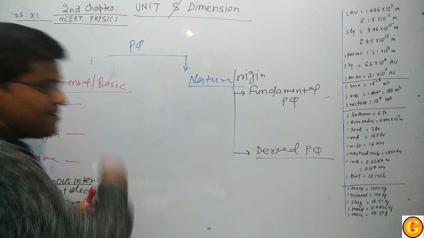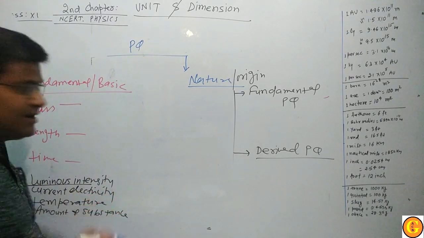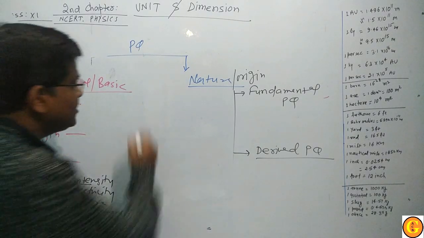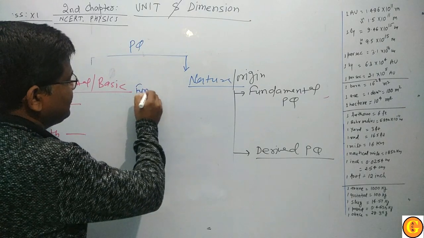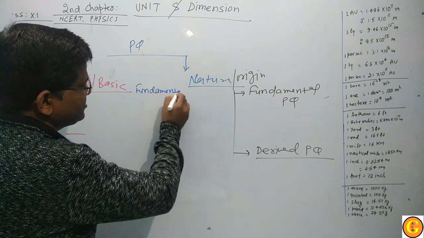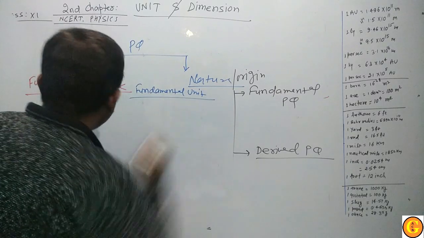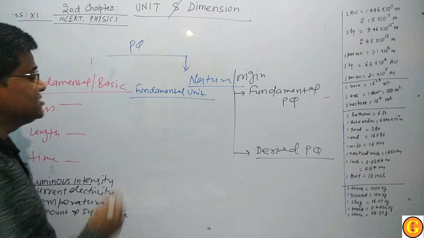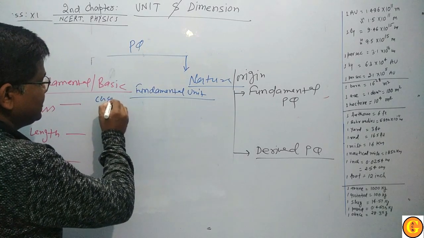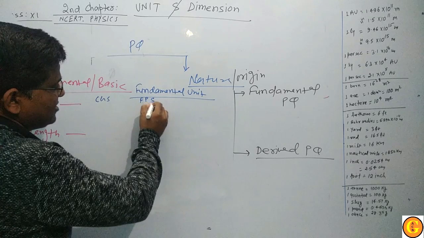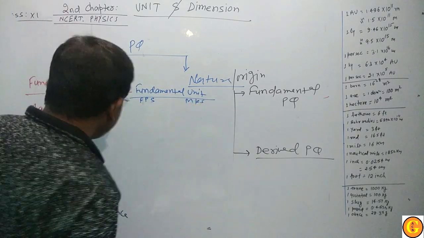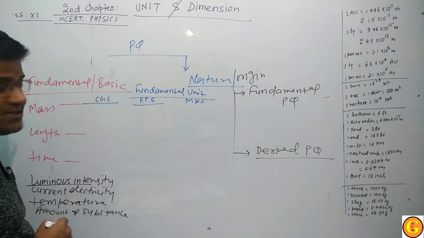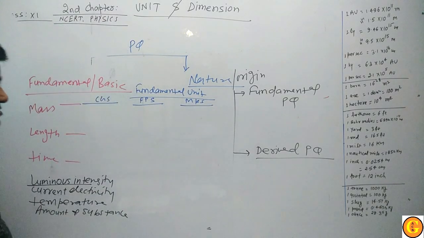The unit of a fundamental physical quantity is called a fundamental unit, and the unit of a derived quantity is a derived unit. Units are also in different systems, just like the CGS system, FPS system and MKS system. CGS is centimeter gram second system, FPS is foot pound second system, and MKS is meter kilogram second system.